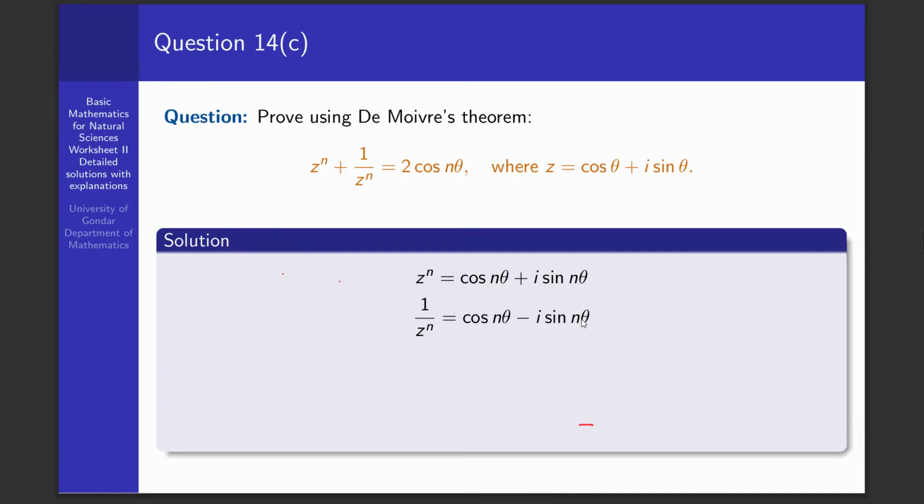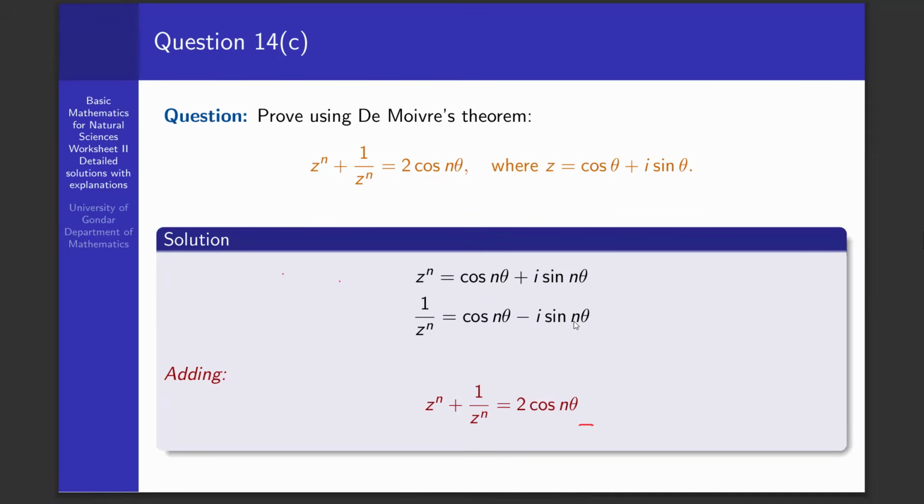Then when we add these two together, we have z^n plus z^(n+1)... that is 1 over z^n, cosine of n theta plus cosine of n theta, twice cosine of n theta. But the imaginary parts will be cancelled: i sine n theta plus minus i sine n theta becomes 0, so that z^n plus 1 over z^n is equal to only twice cosine of n theta, which will be left.